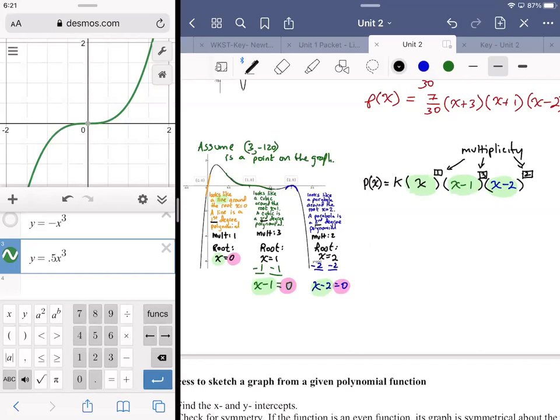Right, but if I tell you to assume that (3, -120) is on the graph, what that's telling me is that there's some value x on the graph that corresponds to p of x as its y value. So I can replace every x with a 3, and p of x with a -120, and then use that to solve for the value of k. So I say -120 is equal to k times 3 instead of x to the first, times 3 minus 1 instead of x minus 1 to the third, and then 3 minus 2 instead of x minus 2 to the second.